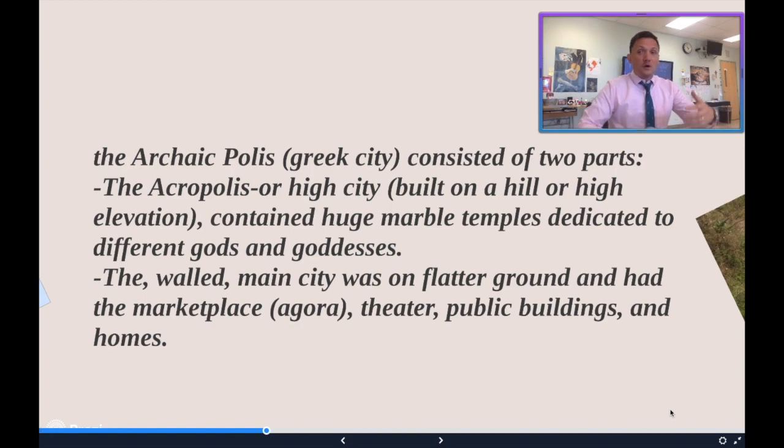Because the agora was the location where all Greeks would go to communicate, trade, and sell their wares. It's the hinge of their economy and their culture, right? But it also contained other important things like theater, public buildings, and homes for the super wealthy, all right? So within that walled main city, okay?